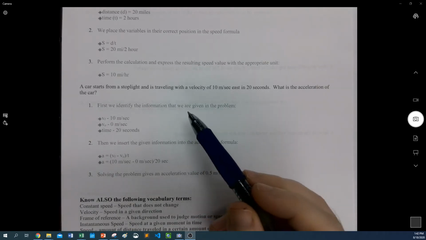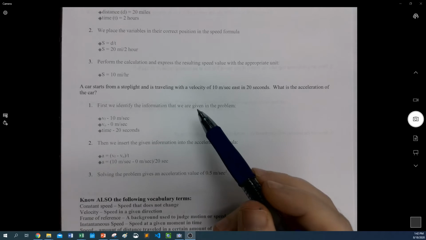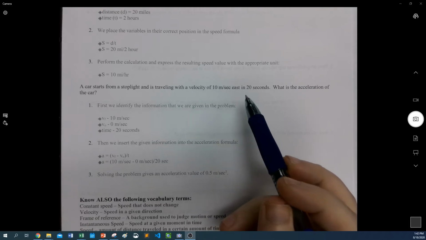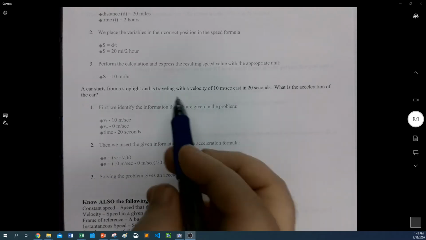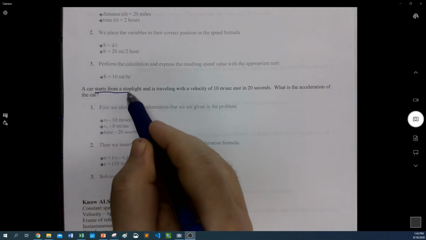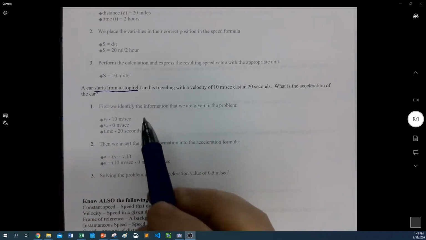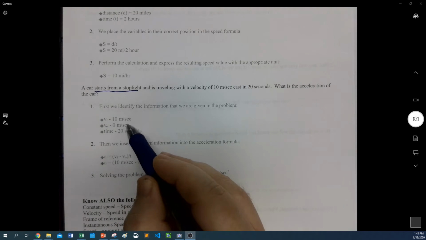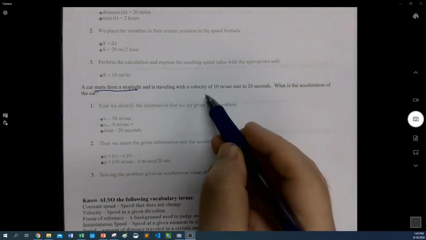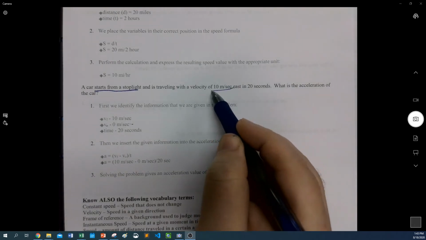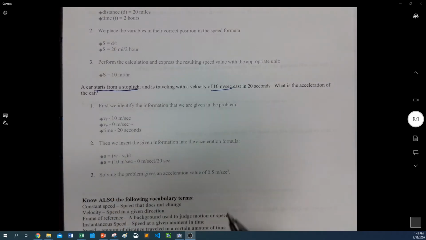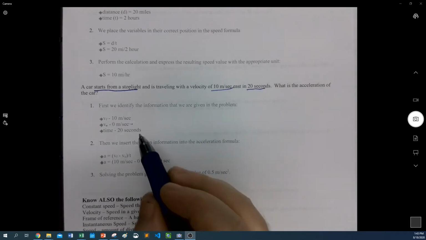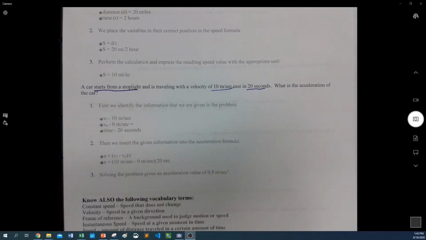So a car starts from a stoplight and is traveling with a velocity of 10 meters per second east in 20 seconds. What is the acceleration of the car? So if a car starts at a stoplight, that means their initial velocity is 0. And then begins traveling at 10 meters per second. That means their final velocity is 10 meters per second. And he did this in 20 seconds, so our time is 20 seconds.